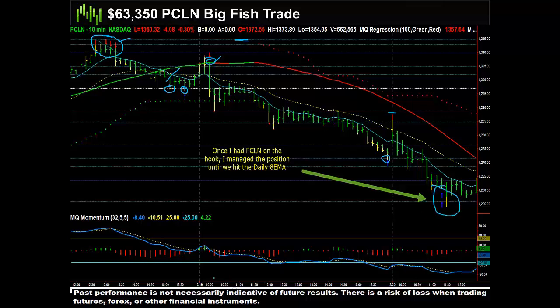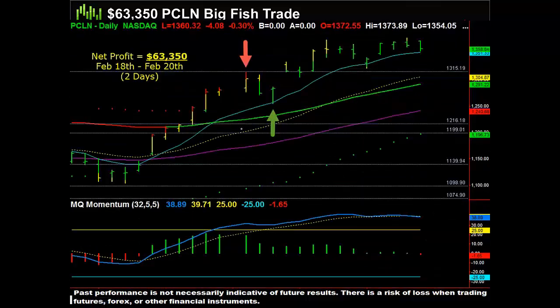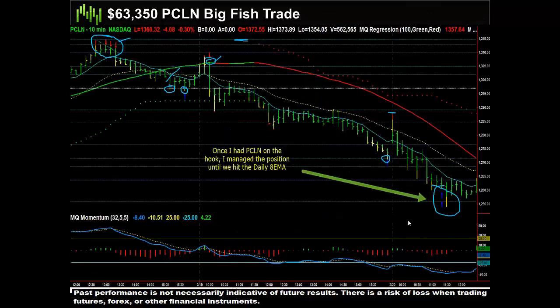Why did I sell out of that position? I sold 15 of the 20 contracts. Why did I sell there? Because on the daily chart, we hit the 8 EMA, and we bounce.